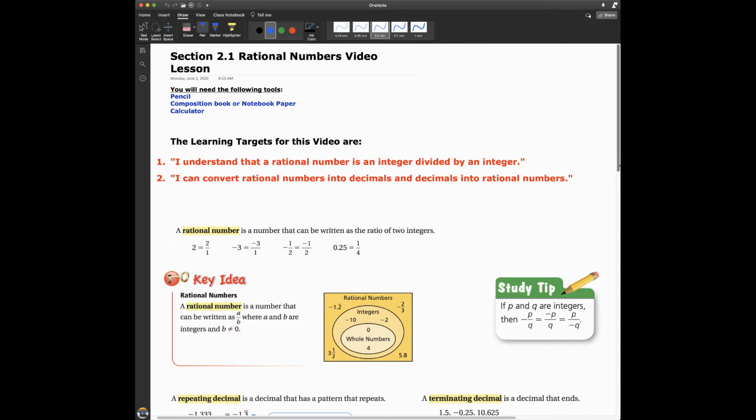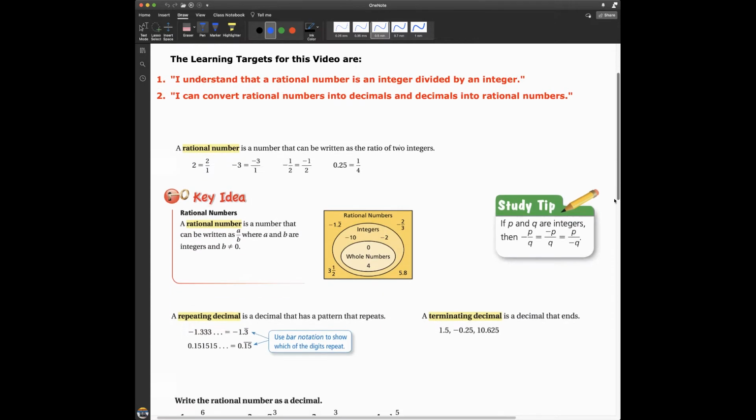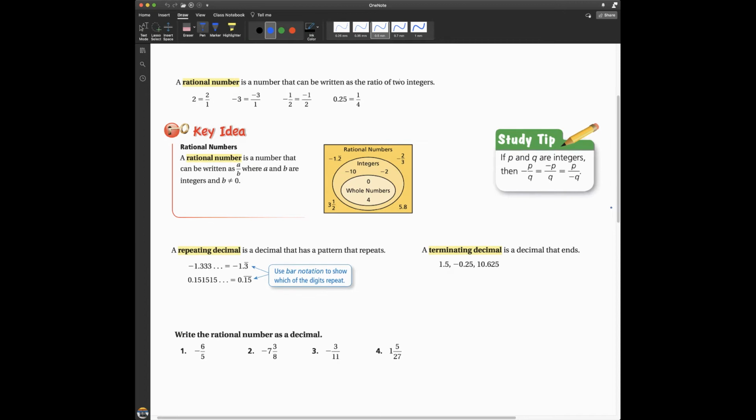So let's get started. What do we got here? Some definitions. Whenever you see something highlighted in yellow in any of these lessons, consider that an important vocabulary word. So make sure you put that in your composition book and write down the definition and keep it and study it. So what is a rational number? A rational number is a number that can be written as the ratio of two integers.